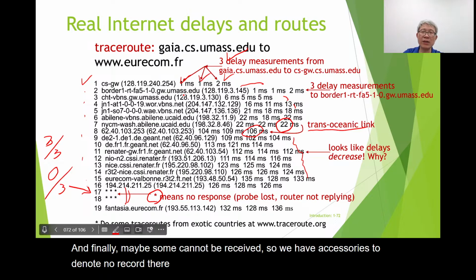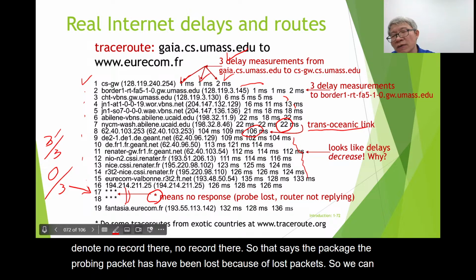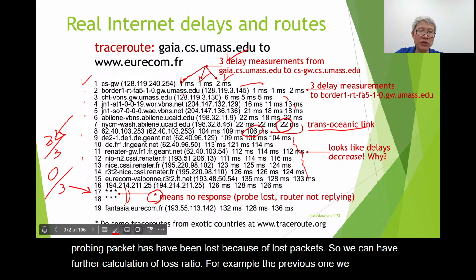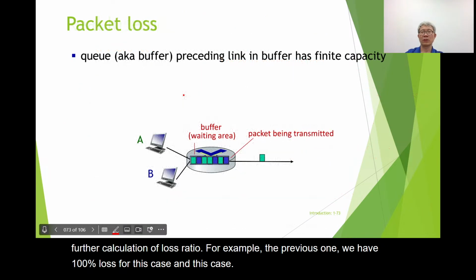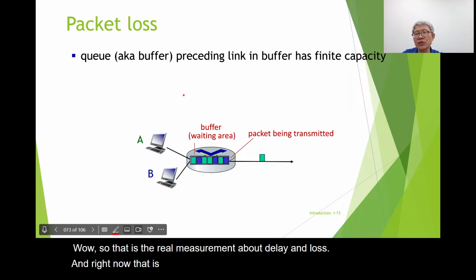No record there means the probing packet has been lost. Because of lost packets, we can calculate the loss ratio. For example, in the previous one, we have 100% loss for this case and this case. So that is the real measurement of delay and loss. And right now, let us have a further discussion about packet loss.